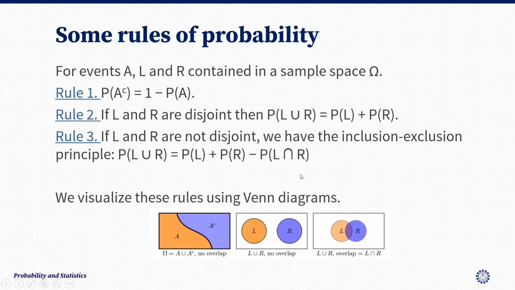So in the last rule, if L and R are not disjoint, we have the inclusion-exclusion principle, okay? So we'll get the L union R with overlap, but we will conduct an inclusion-exclusion principle. We will deduct the duplicate. Here is the duplicate. Okay, so the overlap, we will deduct the overlap.